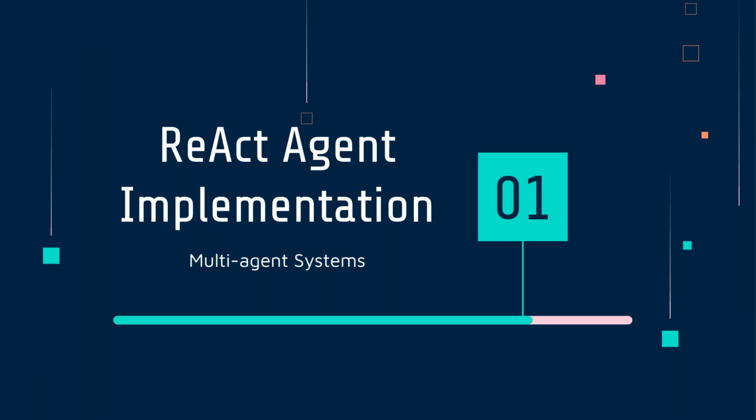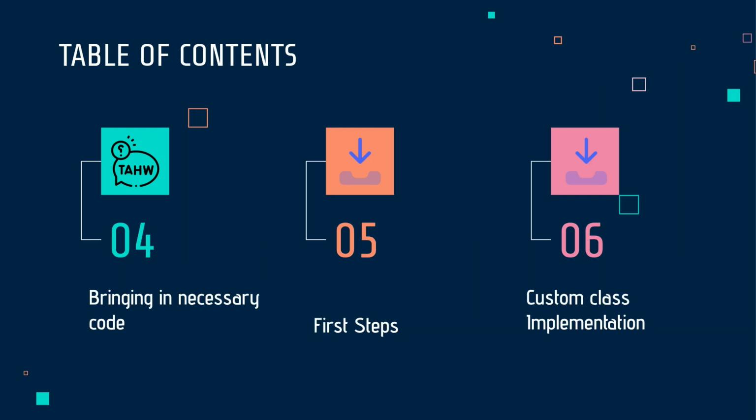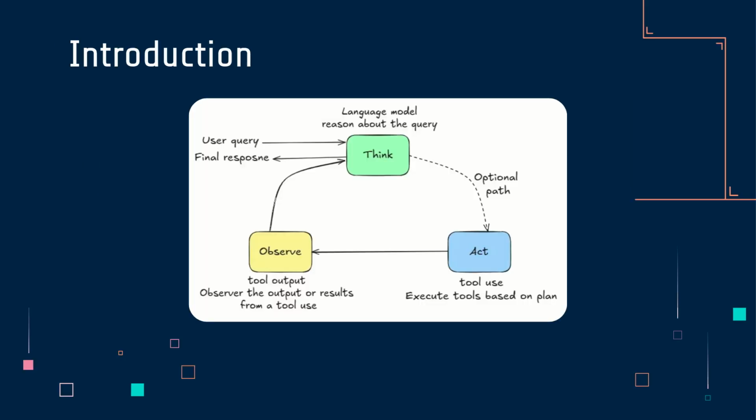So the first thing that we'll be looking at is how to implement this React agent. Let's look at the things that we're covering in this video. We'll be looking at an introduction to what a React agent is. Then setup and installation, bringing in the necessary code that we need. We'll take our first steps towards achieving a React agent, and then finally we'll build a custom class that we can use in other projects, so you can just copy and paste it over into other projects that you're working with. Okay, so let's start with this.